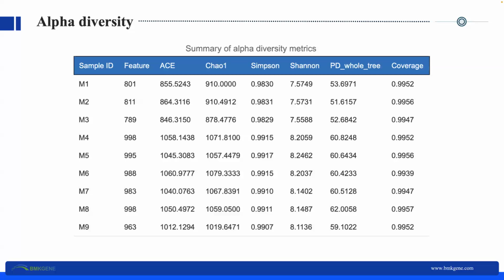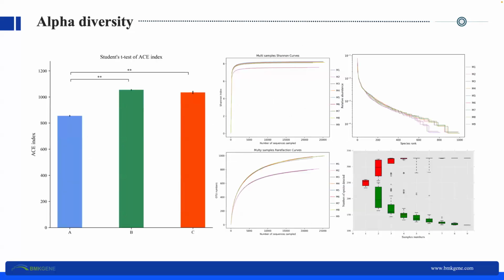Alpha diversity reflects the richness and diversity of species within a single sample. It can be assessed by several metrics, including many methods. BMKCloud provides all these results, and you can choose the one that suits your analysis design better. For each alpha diversity method, BMKCloud provides not only summary statistics in total, but also results in detail. You can check images and tables for more information.